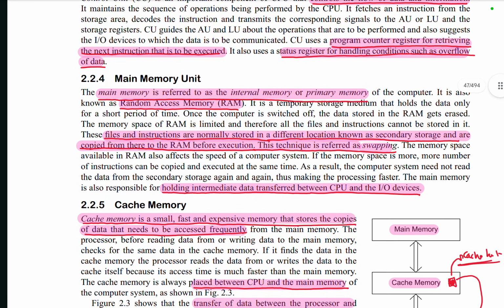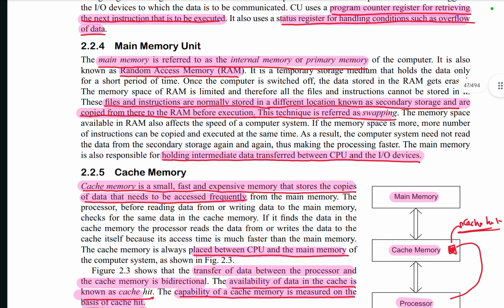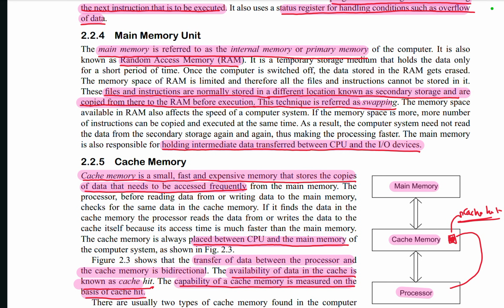Main memory unit. Main memory is referred to as internal memory or primary memory, random access memory. It is also known as RAM. The files and instructions are normally stored in a different location known as secondary storage and are copied from there to the RAM before execution. This technique is referred to as swapping. The main memory is responsible for holding intermediate data transferred between CPU and input-output devices.